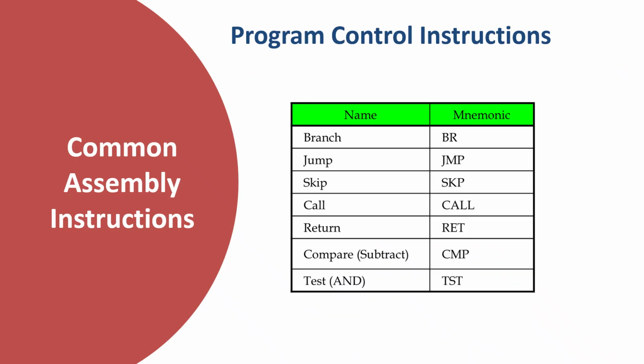Program control instructions direct the flow of execution in an assembly language program. The JMP instruction performs an unconditional jump to a specific address, altering the program's normal sequence. CALL is used to invoke a subroutine and RET returns control to the point where the subroutine was called. These instructions are fundamental for implementing modular code, function calls, and structured program flow.